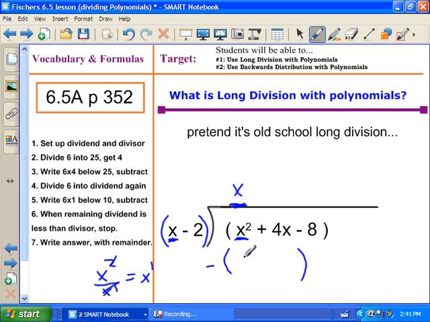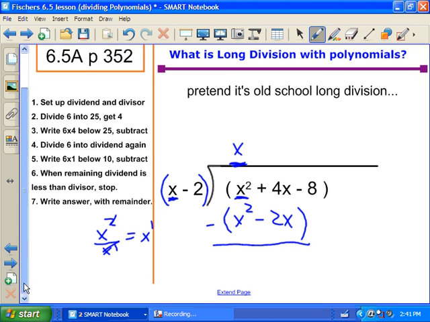Okay, so let's do that. x times x gives me x squared. That's why I did it, so I could cancel these x squares and get rid of them. Now don't forget, x times the minus 2 is a minus 2x. Okay, so this is where we go next. x squared minus x squared gives me 0 for that term. These go away. Be careful here.